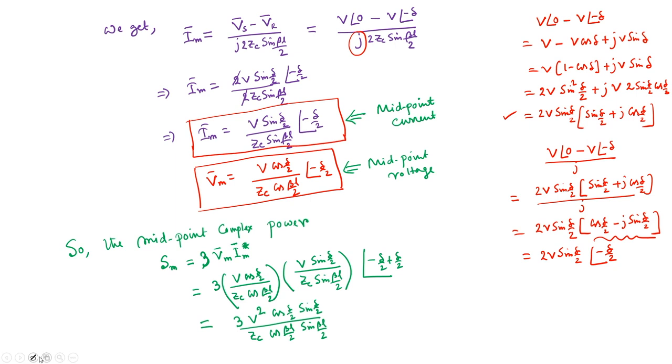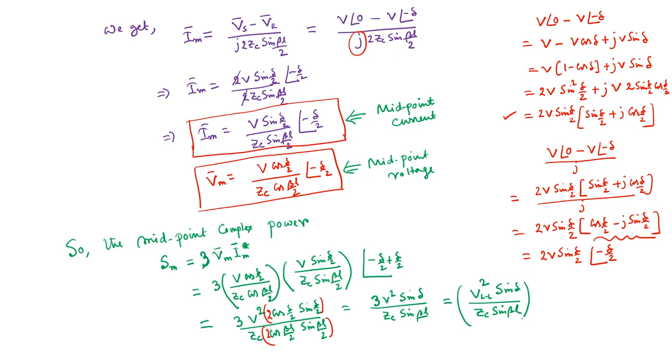Now, we multiply 2 with the numerator and denominator. So, what we will get is, this 2 cos delta by 2 sin delta by 2 will give you sin delta. So, this is 3 V square sin delta divided by Zc sin beta L. Okay. So, that is what the expression is. Now, if we put this 3 inside this V, then we can write this is equal to V L to L square sin delta divided by Zc sin beta L. Okay. And the imaginary part would be 0.